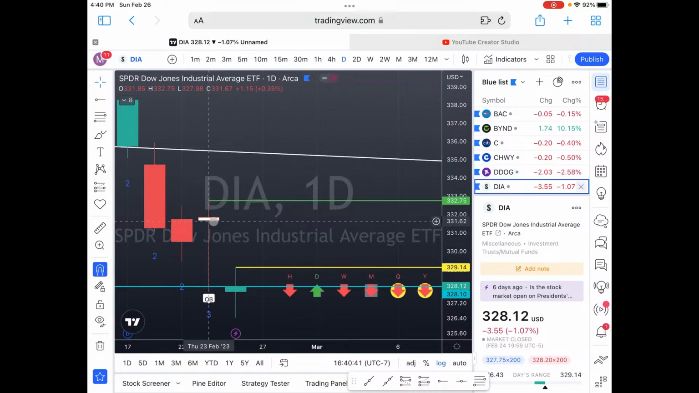DIA, the Diamonds, 2 down green. We'll look for calls at 329.14, first target at 332.75. Now, this is a little bit bigger of a price. So what would I be looking for a strike price on the Diamonds? 329, I'd be looking for a 329 strike, or you can look for 330 or potentially a 331, okay? I wouldn't go much higher than that.